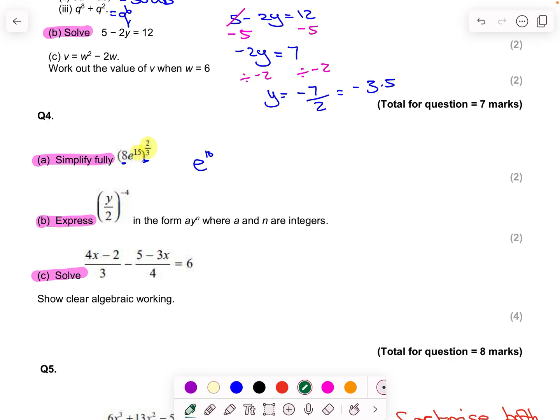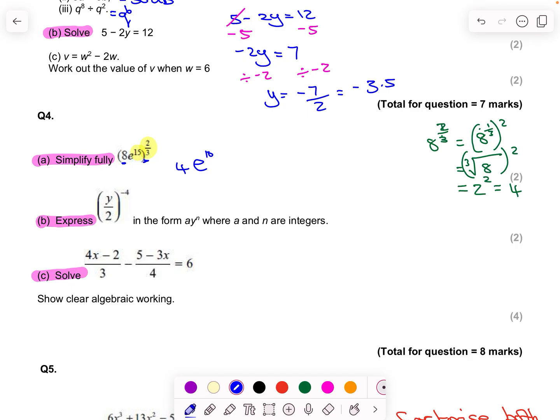And again, I'll do this in a different colour at the side. 8 to the power of 2/3. And again, we did this in class. We can separate it into 8 to the power of a third, all squared. Okay, so I can separate the 2 and the thirds out. We already said earlier on that 8 to the power of a third is the same as cube rooting 8. And then we square it. The cube root of 8 is 2. And 2 squared is 4. And so our final answer here is 4e to the power of 10.